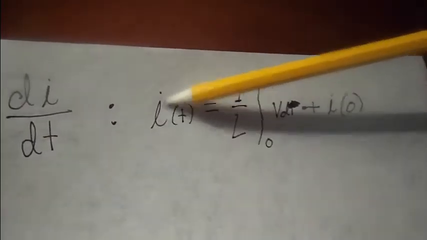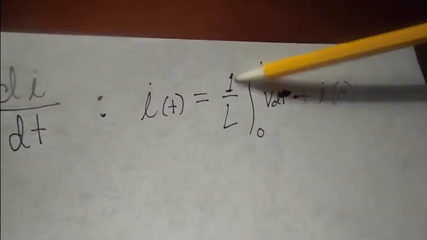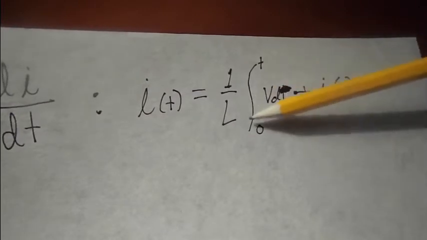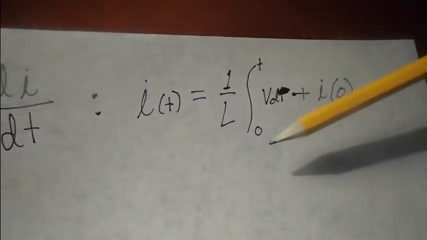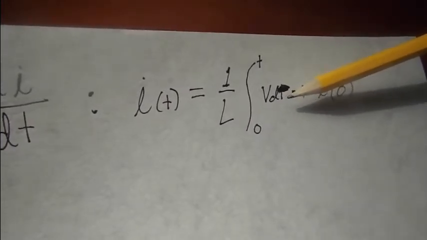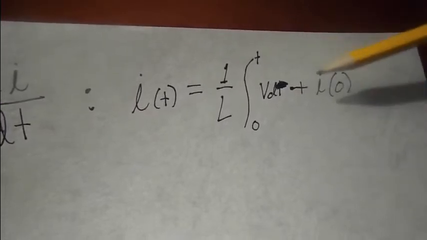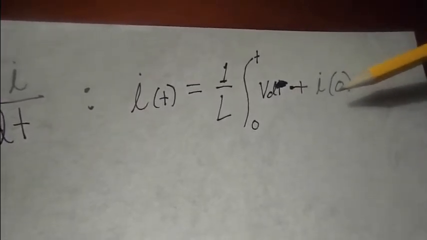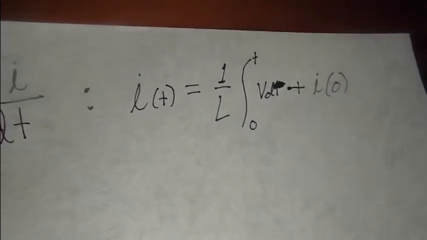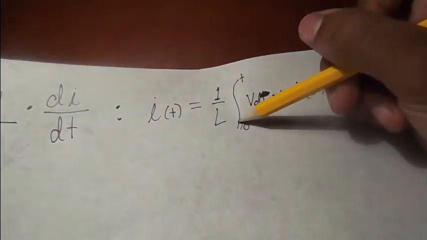So when we find I of t as a function of t, that's going to equal 1 over the value of the inductor, times the integral from 0 to some time t of v of tau d tau, plus I of 0, where I of 0 is equal to the original value you're looking for. Actually, this should be t of 0. It's t of 0 just for the example.